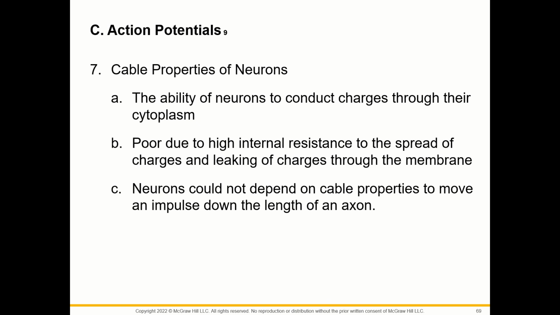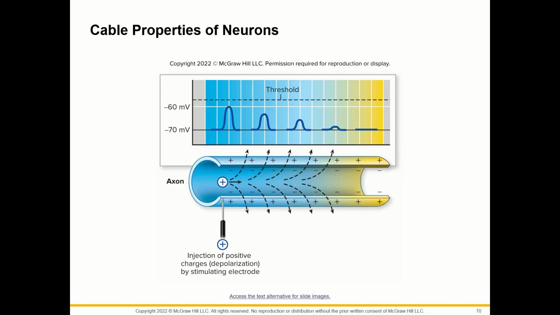Okay, so now we're at the cable properties portion of the chapter. This is the ability of neurons to conduct charges through their cytoplasm. Poor, due to high internal resistance to the spread of charges and the leaking of charges through the membrane, neurons could not depend on cable properties to move an impulse down the length of an axon. So this is where we're going to get to that cool node of Ranvier that I was mentioning earlier.